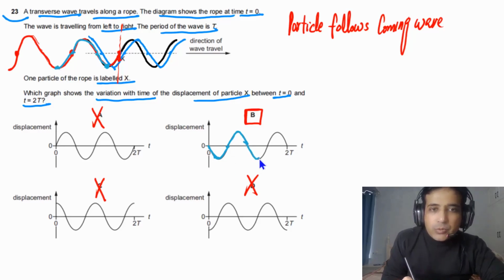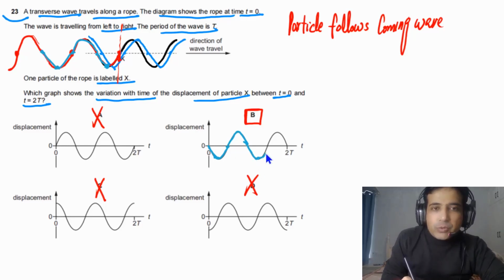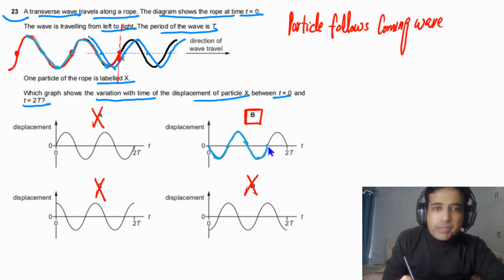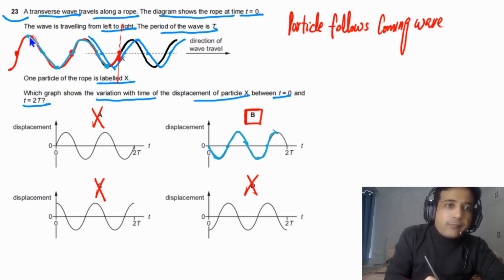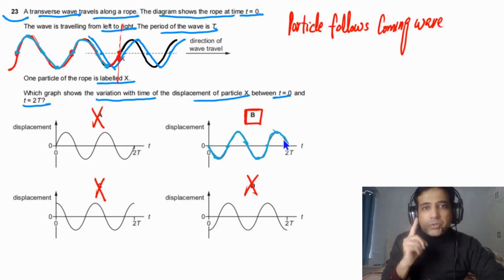So this goes to the lowest. Then it goes up to equilibrium. So you can see this goes to equilibrium. And then it reaches crest. This also reaches crest. And after, it comes back to equilibrium. So it has completed two cycles. So this is how you need to understand this type of problem.